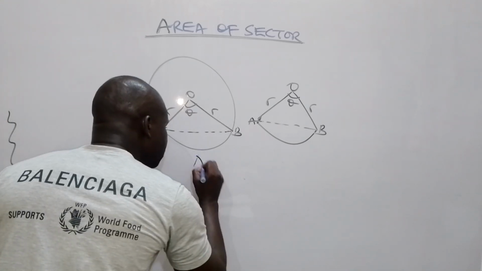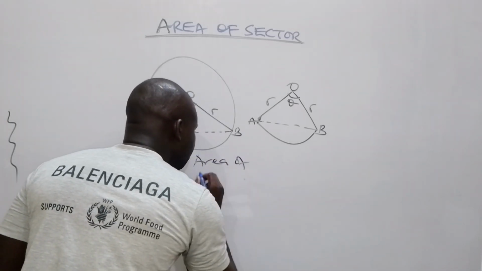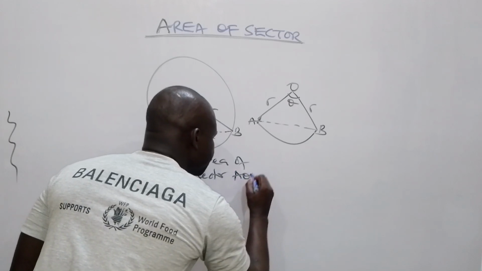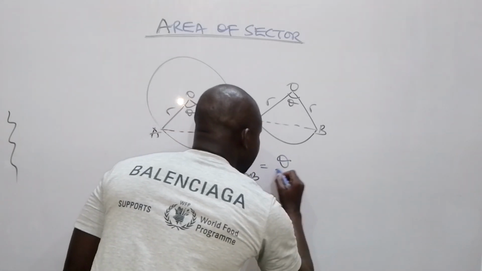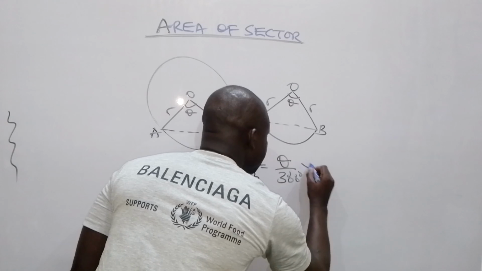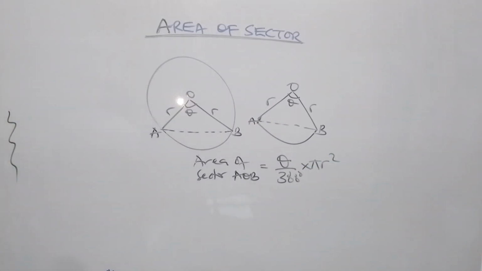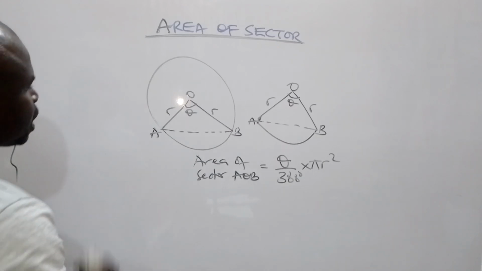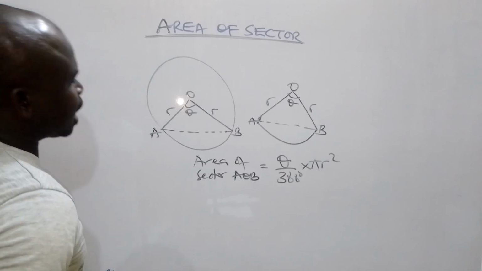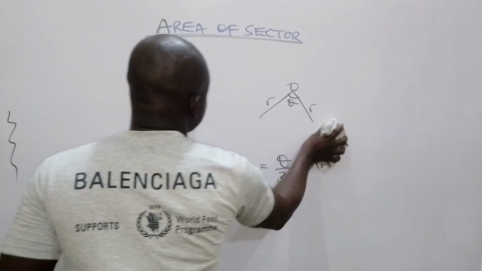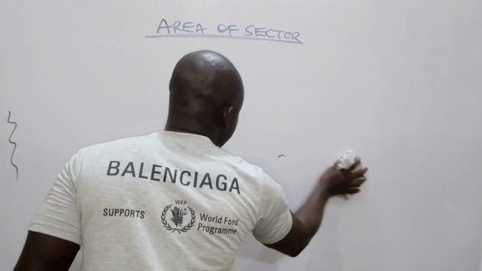So the area of sector, as we have it on the model, sector AOB, is given as theta over 360 degrees multiplied by pi r squared. That is the formula to find the area of sector. So if you are asked to find the area of sector, that is the formula that you apply. The arc length is given as theta over 360 multiplied by 2 pi r.